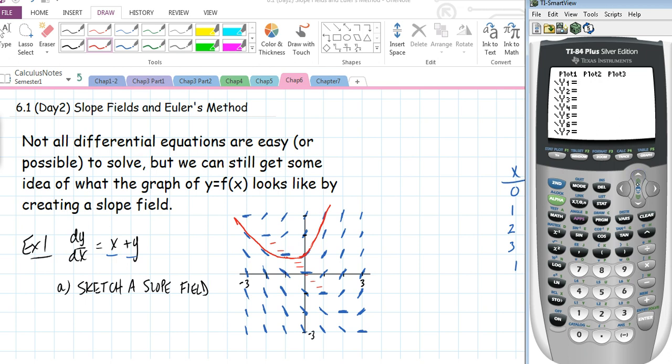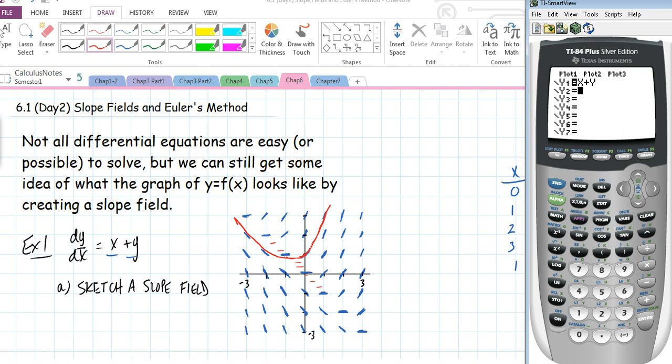We'll just go to Y1 and type in our equation, so it's going to be x plus y. Now this is different for different SlopeField programs. On the program that I've installed, you type the equation right into Y1. So we're going to have Y1 equals x plus y, and we can get y using the alpha key.